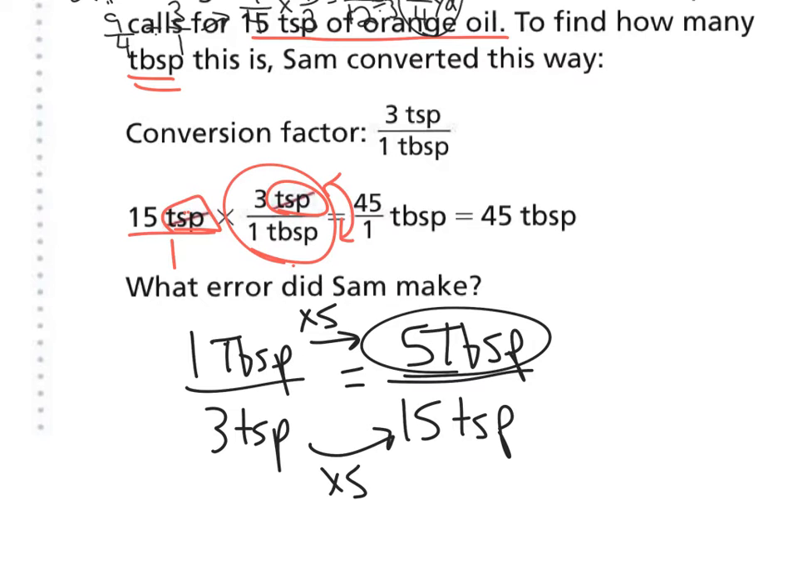Again, to answer their question, the conversion factor should have been the reciprocal of that. But for the recipe, we would need 5 tablespoons, not 45 tablespoons. That's a big difference. That's 9 times the amount if we did it the wrong way. So it's pretty important that we make sure we do our conversions correctly, or we're going to come up with something that doesn't work out whenever we make these recipes and things.